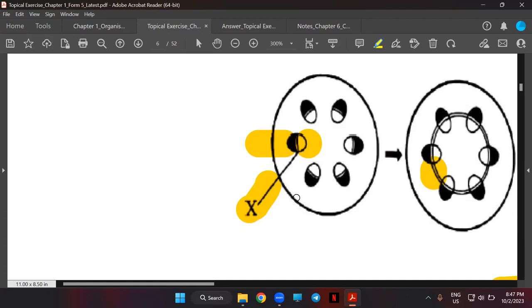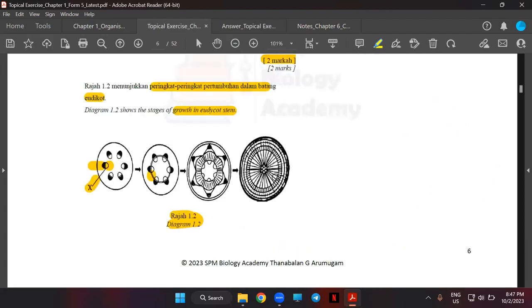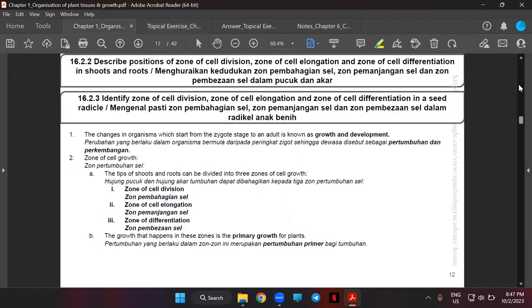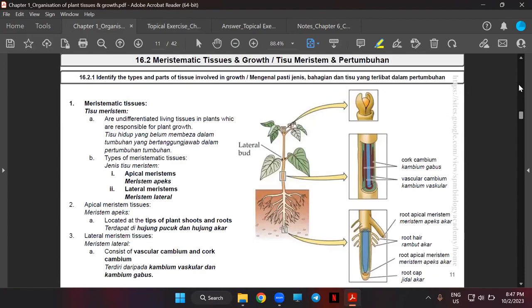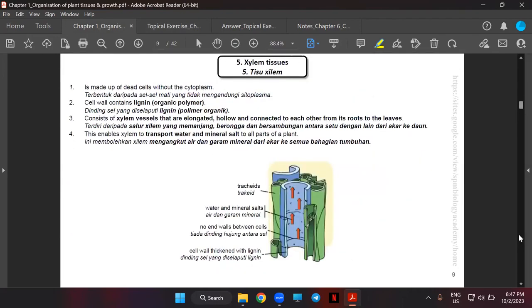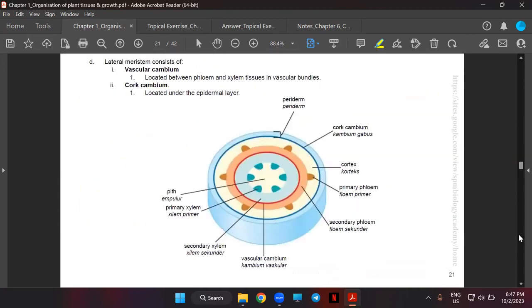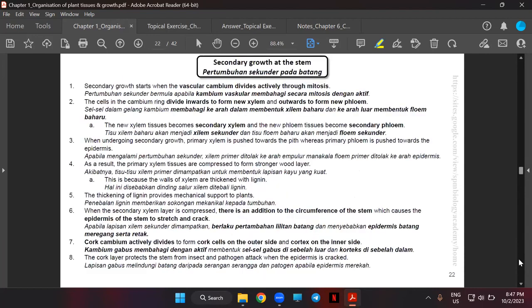So di sini, the first picture, cambium ring is not formed yet. Belum terbentuk lagi. This is the ring. In the first picture, the ring is not formed yet. Okay. So X ialah vascular. Let me show to you. Vascular cambium. Mana dia? Over here. Vascular cambium. Cambium vascular. Tapi ini dah bentuk ring lah.